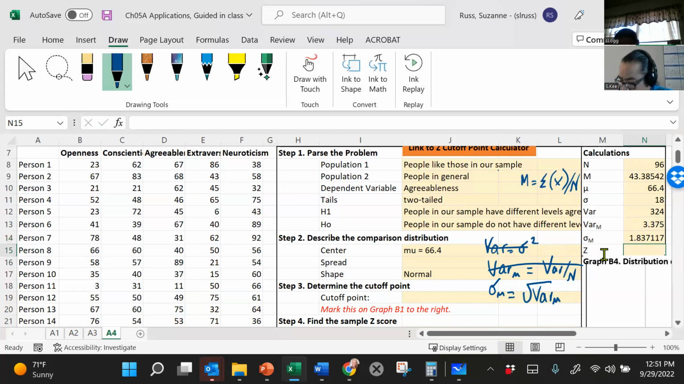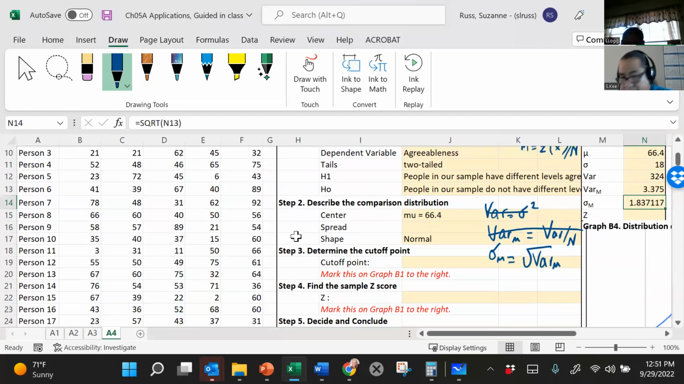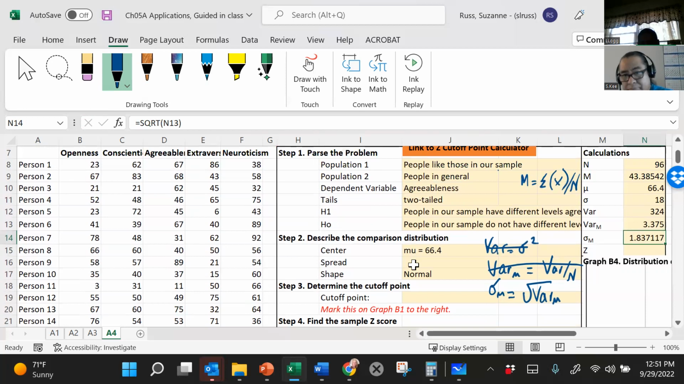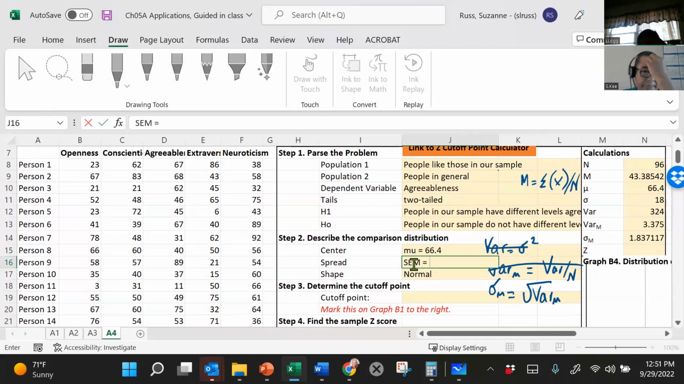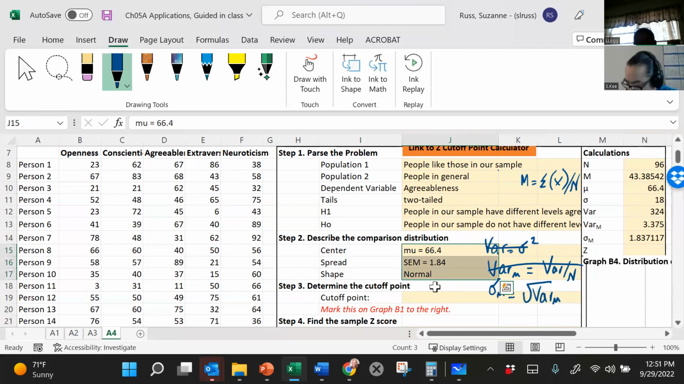There we go. Did I do everything right? It looks like this could be right. And I would normally check, but for the sake of time, I'm not going to. I'm going to write SEM equals 1.84. So that step 2 is done.